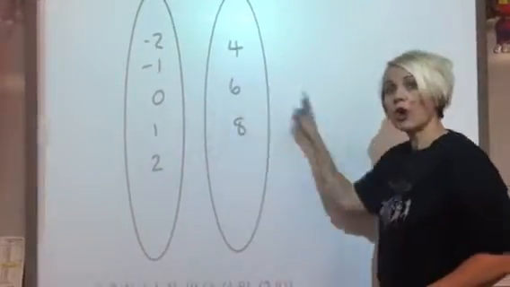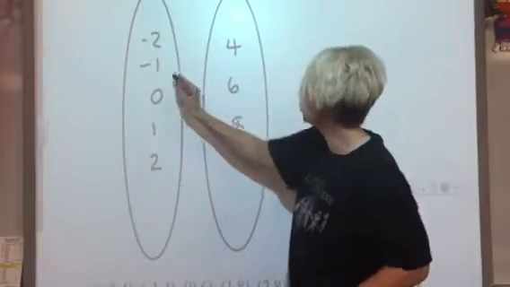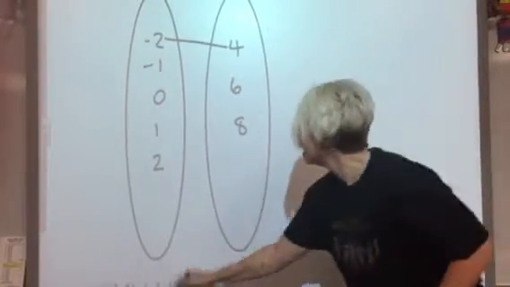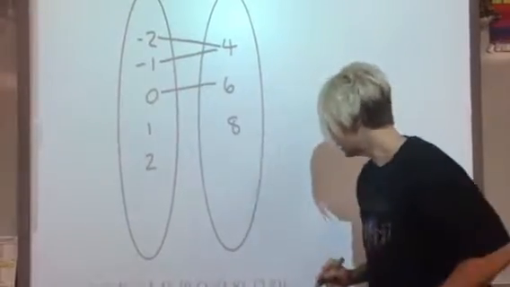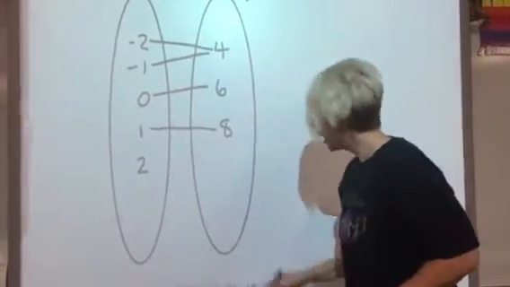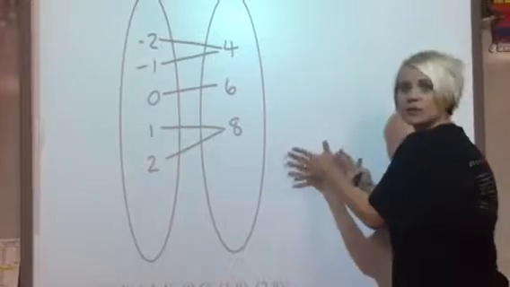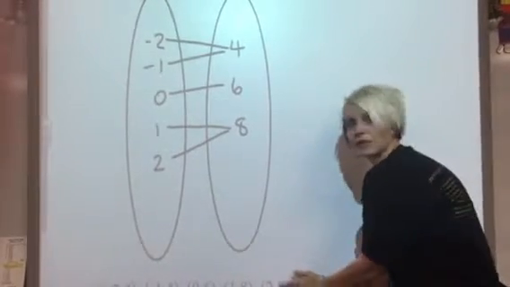So now I just draw from one to the other. -2 goes to 4. -1 goes to 4. 0 goes to 6. 1 goes to 8, and 2 goes to 8. So this is what we call a map of this relation.